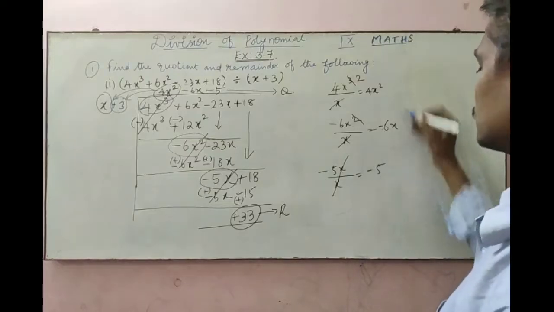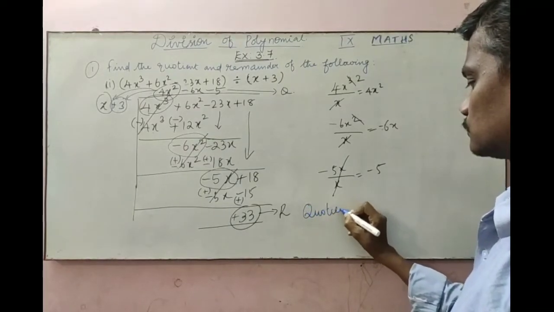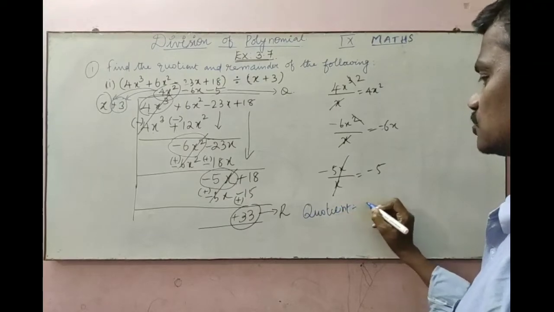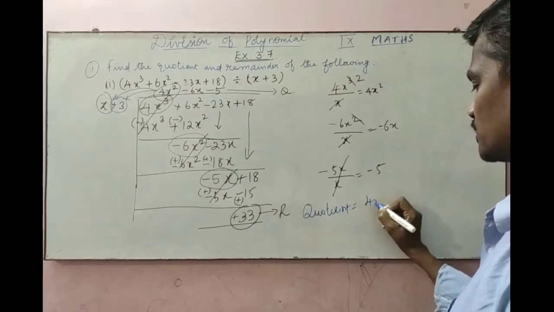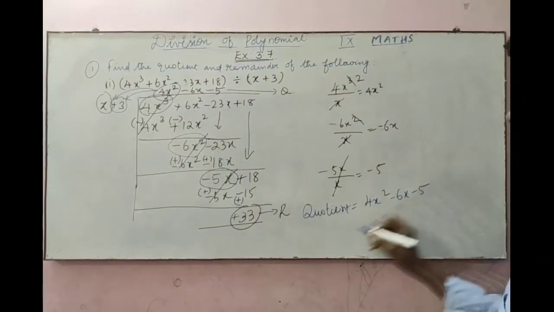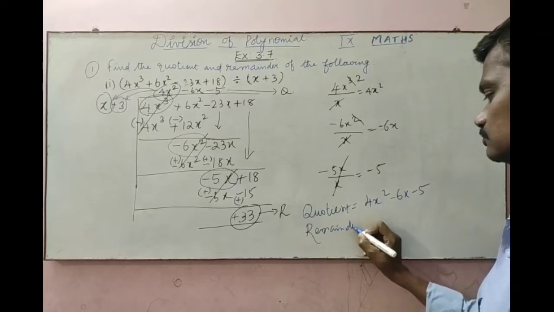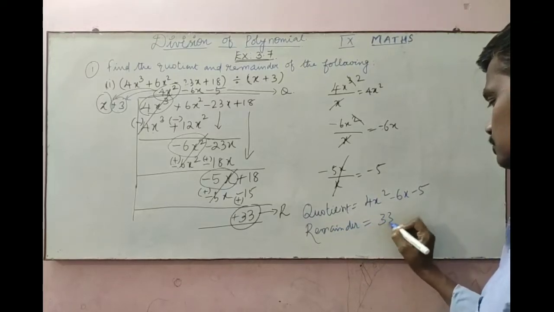So I am going to write the quotient. Quotient is equal to 4x square minus 6x minus 5 and the remainder is plus 33.